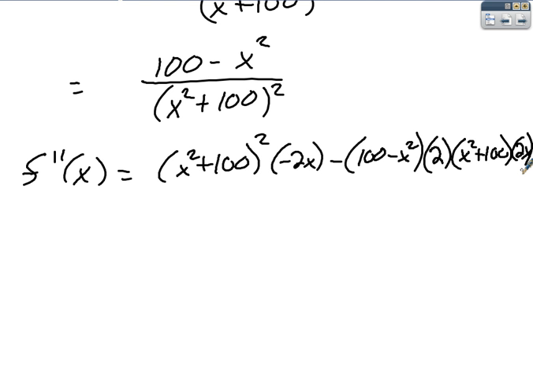Can you just distribute times 2x? Can you just distribute those? That would be the chain rule. No, I can't distribute them, because, you mean distribute this? No, I can't, because I can't distribute a power over a sum. Is that what you're asking?